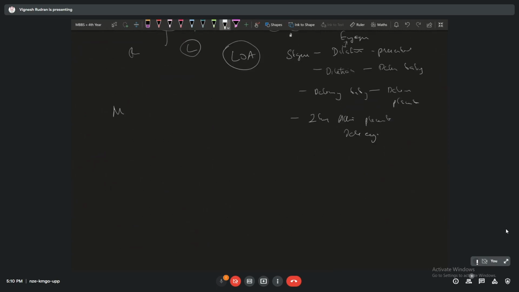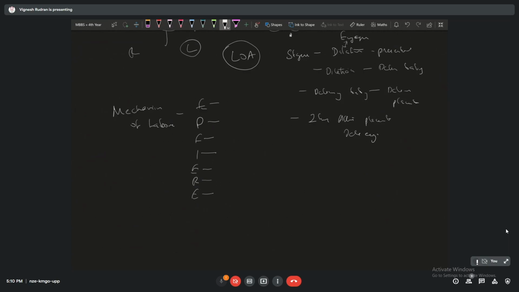Then the mechanism of labor. A simple mnemonic is HEAD FIRE. So engagement, descent, flexion, internal rotation, and then extension, restitution, and external rotation. I can't explain it, you need to see it, or they would have explained it with a dummy model in your college.